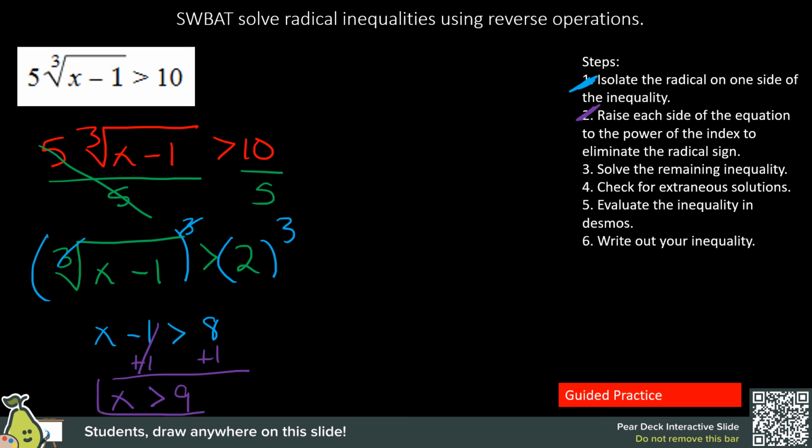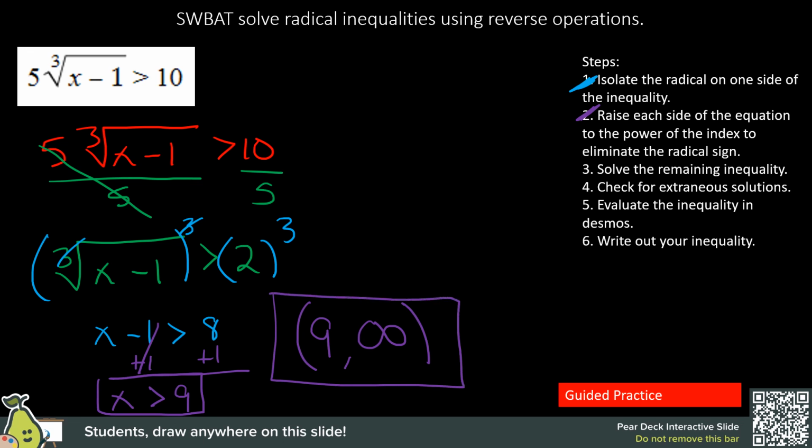Once we have this value here, we can also represent it using interval notation. Our interval notation here would go from 9, parentheses, because we are not including the 9, it doesn't have an equal sign, to infinity. You can check your answer on Desmos.